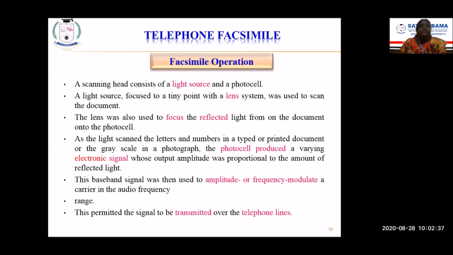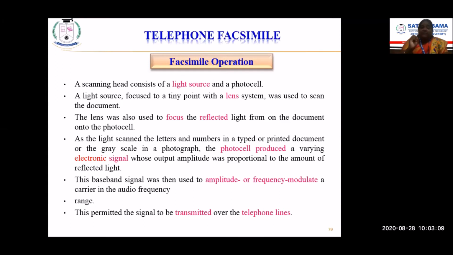The same way, the light source will be there, a photo cell will be there, and there will be a lens system. That is used to scan the document line by line, from the top left corner of the document to the bottom right corner. So line by line scanning will be done, something similar to television scanning, the horizontal scanning lines. This lens is also used to focus the reflected light from the document onto the photo cell.